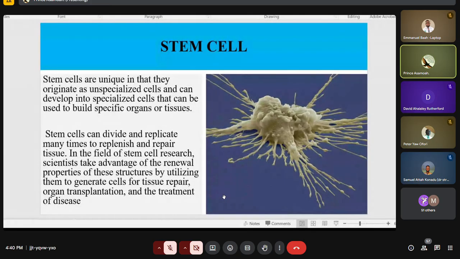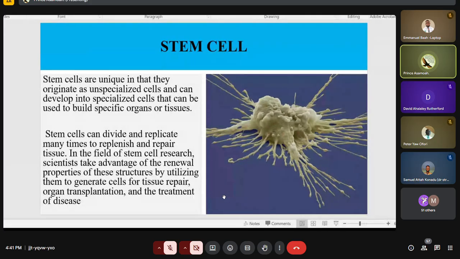The stem cell. When you hear of stem cells, we are saying that they are unique in that they originate as unspecialized cells. Stem cells do not originate as specialized like bone cells or blood cells. They are unspecialized, and they can develop into specialized cells that can be used to build. So when blood cells are off balance, they are few, and we need more blood cells and they are not coming, stem cells can quickly specialize into blood cells. It can quickly specialize into bone cells. It can quickly specialize into pancreatic cells. That is how stem cells are unique in their way.